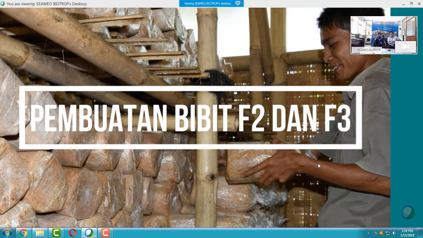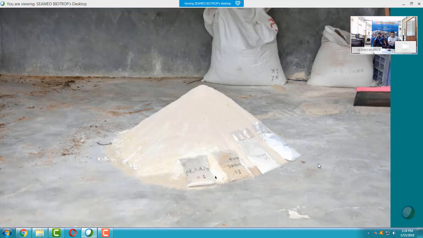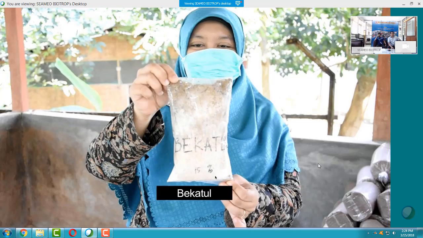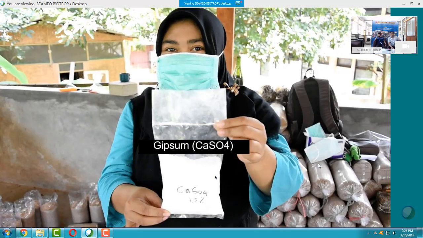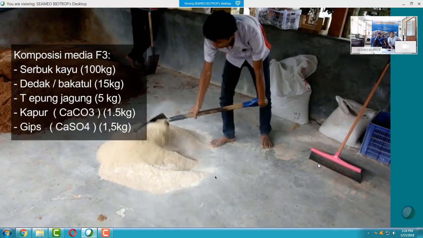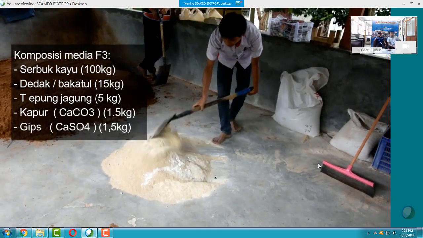Okay, so this is actually the process of creating the F3, because the process for creating F2 and F3 is almost similar. The difference is only in the composition of the ingredients and also the size of the bag. So first, we prepare the ingredients needed to make the planting media. So these are the ingredients, and then we mix them all together. These are the compositions as we told you earlier: the sawdust, the cornstarch, the rice bran, the gypsum, and the lime.